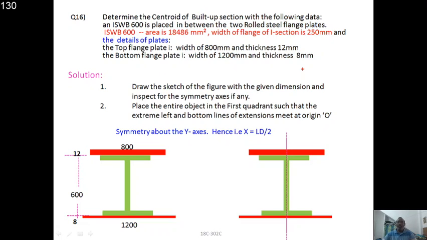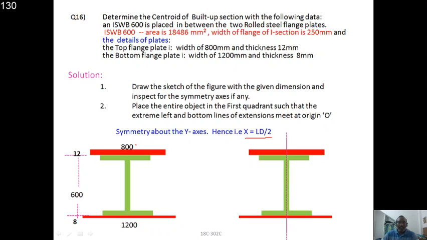The procedure will be the same. After drawing the sketch, inspect whether any symmetry axis is available or not. Inspecting about the x axis, the width of the bottom flange is 1200 and the top flange is 800; both are different, hence it is not symmetric about the x-axis. It might be symmetric about the y-axis. So draw the symmetrical axis passing through the web of the I section. Yes, it is symmetric about the y-axis. Hence, x bar is equal to LD by 2.